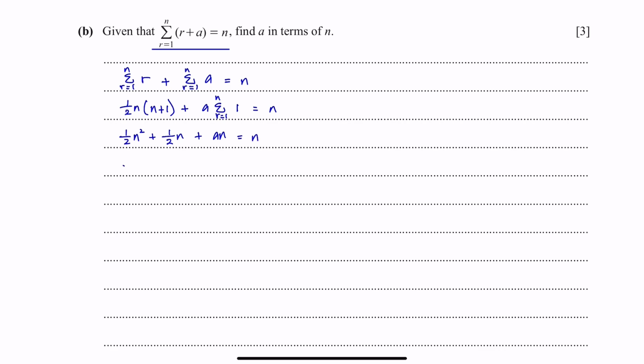Hence we can divide the whole equation by n. So half n plus half plus a equals 1, and a equals half minus half n. Oh, sorry, it should be 1. Yes. So that would be the answer.